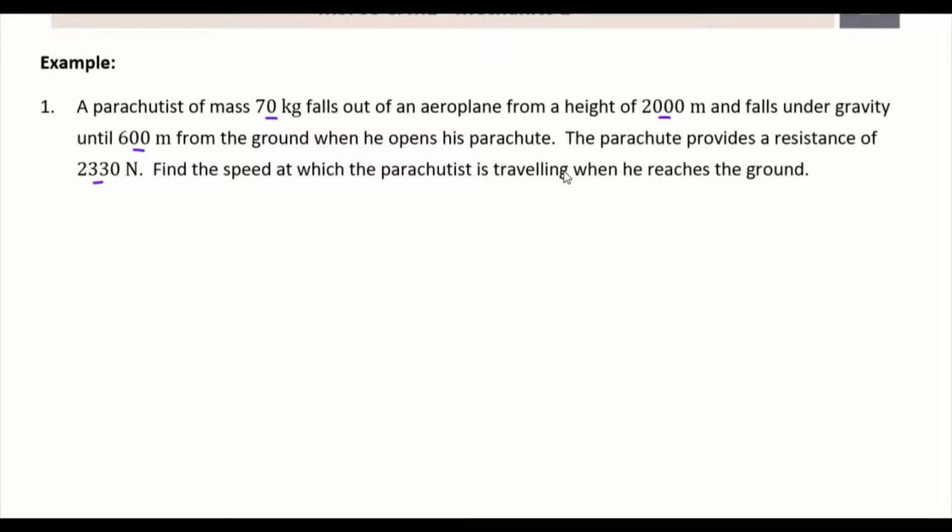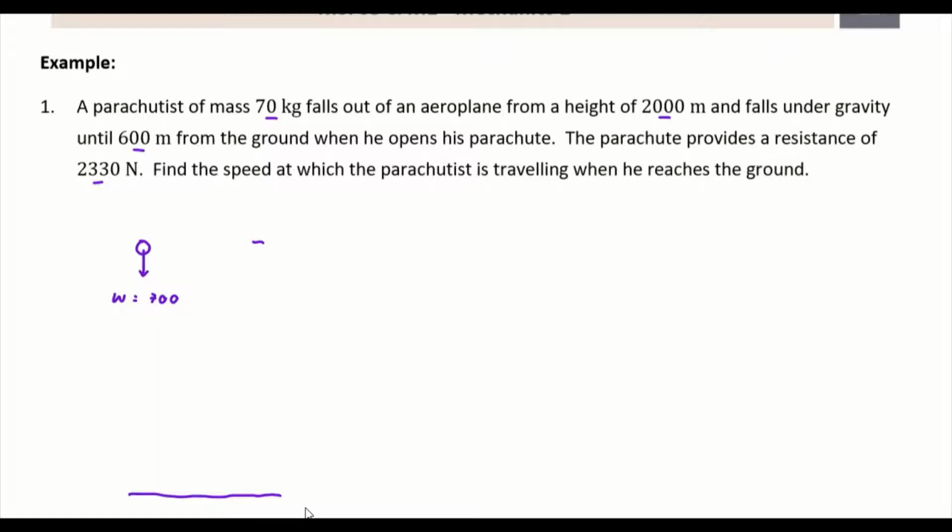Question one is to find what is the speed when the parachutist reaches the ground. Let's try to represent all this information by using a diagram. We have this parachutist with a mass of 70 kg. Let me just try to draw. This is the parachutist. He has a mass of 70 kg, so the weight is 700 Newton. The question tells us that he falls out of an aeroplane from a height of 2000. Maybe this is where he falls down, then this is my ground.